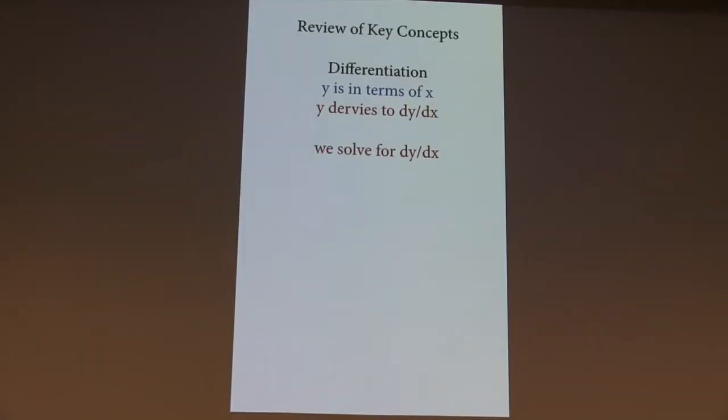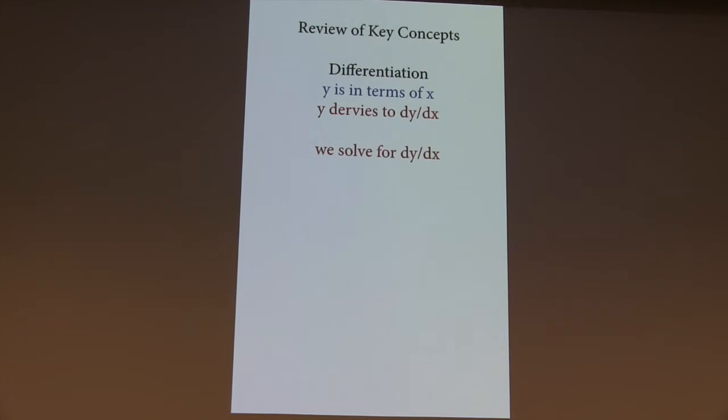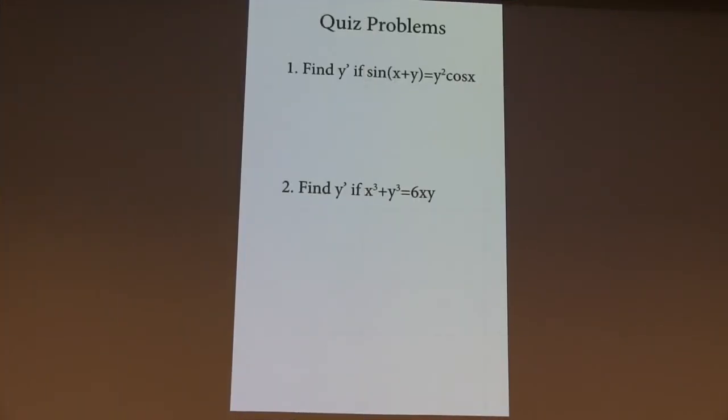In review, implicit differentiation solves for the slopes of graphs that are not functions since they don't pass the vertical line test. This means that we're using two variables that are in terms of x. For this reason, y derives to y prime, or dy over dx. Here's a short quiz for you to take that reviews the concepts we have learned in this section.